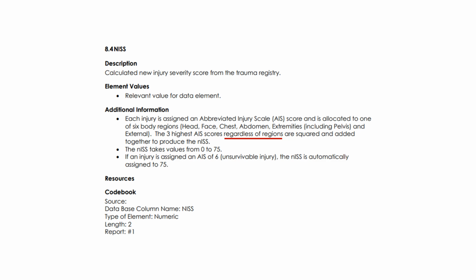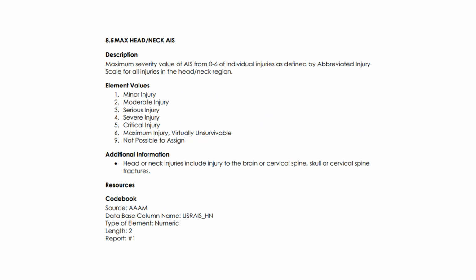Max Head Neck AIS refers to the maximum severity value of AIS for all injuries assigned to the head or neck body region. This region includes injuries to the brain, skull, cervical spine, and cervical spinal cord. There are also injuries such as asphyxia or suffocation that are assigned to this region.